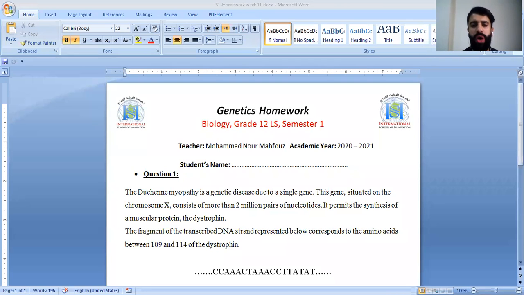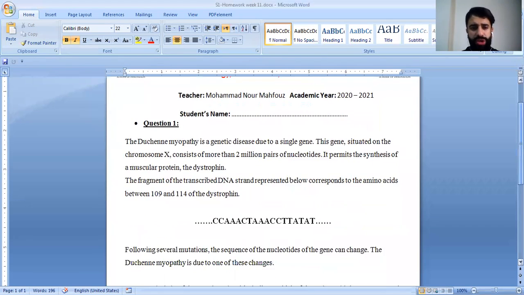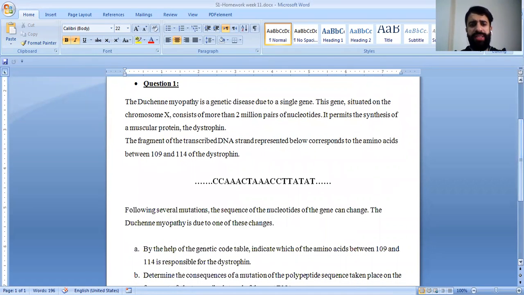So here we move to our genetics homework for this week. So let's start with question one. Question one says that myopathy is a genetic disease due to a single gene. This gene is situated on the chromosome X, consists of more than 2 million base pairs of nucleotides. It permits the synthesis of a muscular protein.